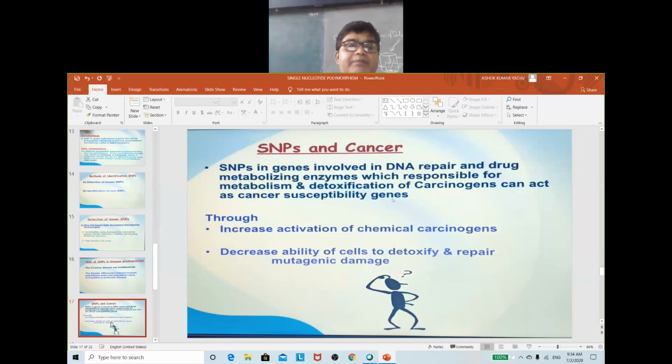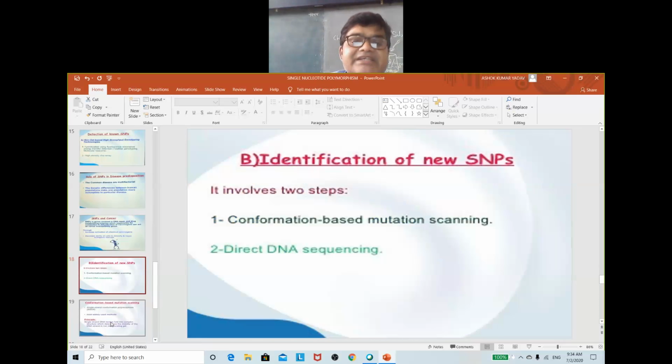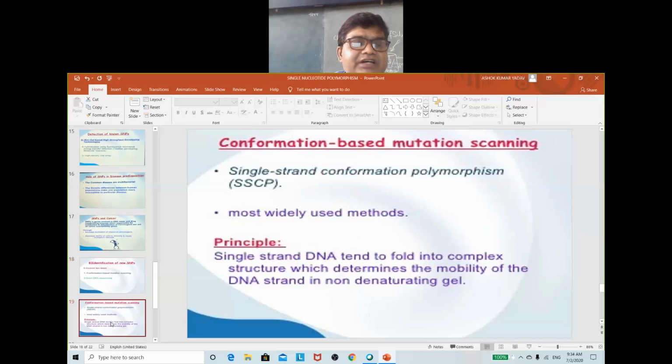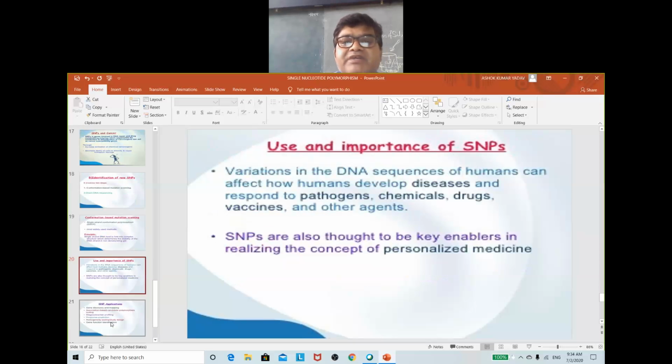So these are the applications, and you can also study SNPs for the identification of genes responsible for cancer. The increased activation of chemical carcinogens can be monitored with the help of SNP maps. So these are the vast applications of SNP. So just try to know the use and importance of SNP.